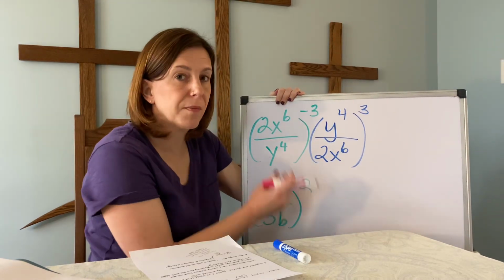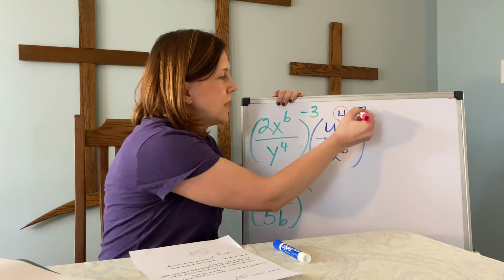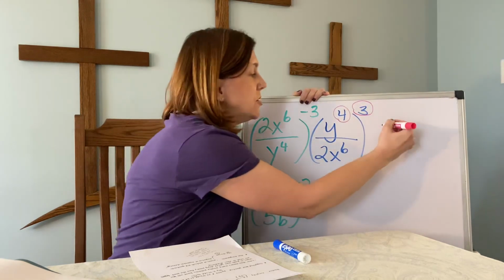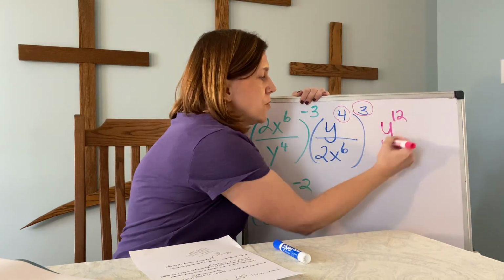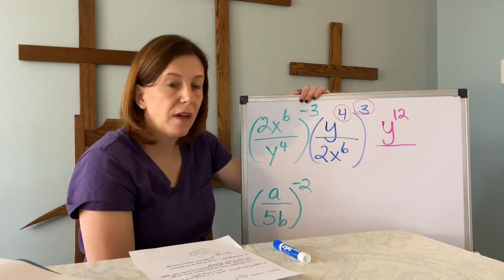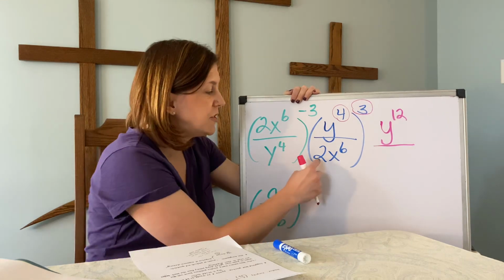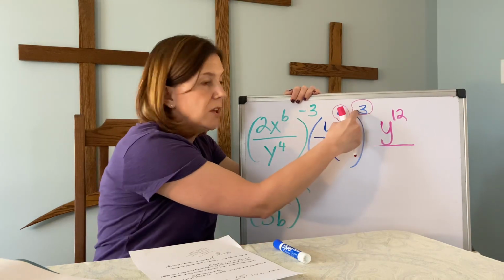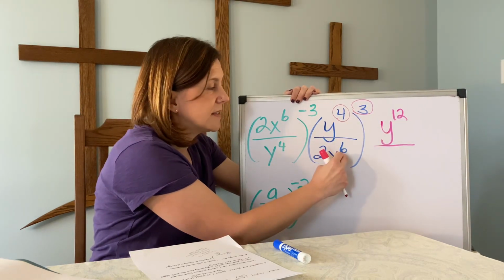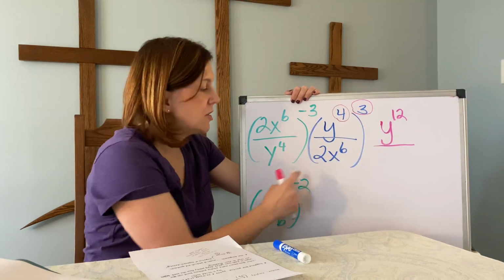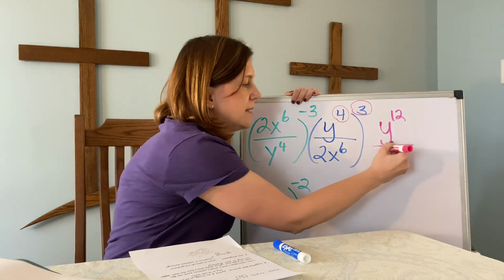Using my power rules from last week, if I have a power being raised to a power, I know I multiply that. So in my numerator, I will have y to the 12th. In the bottom though, notice that we have a few things going on. We have a 2 that needs to be cubed, and we have an x to the 6th that needs to be cubed. So 2 cubed is 8.